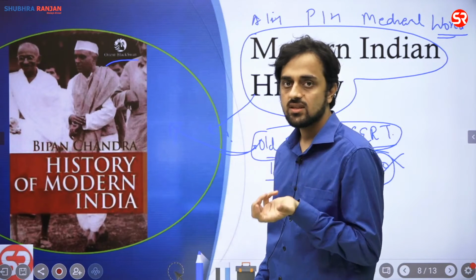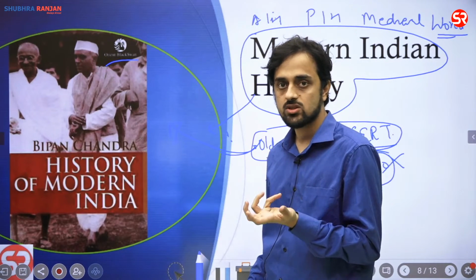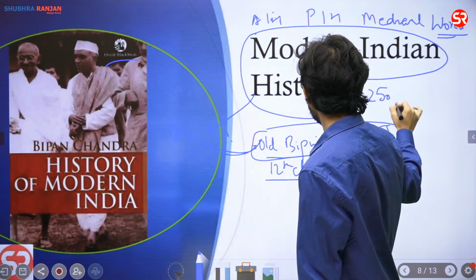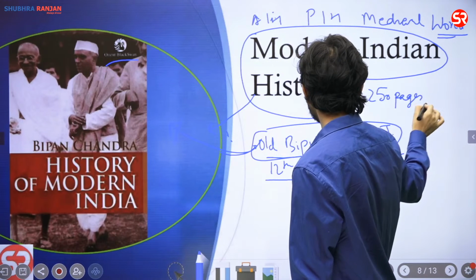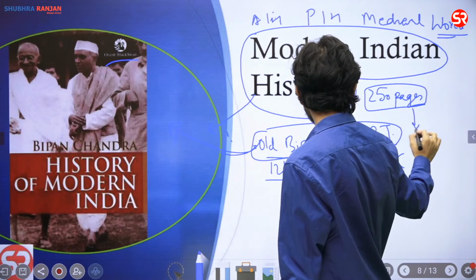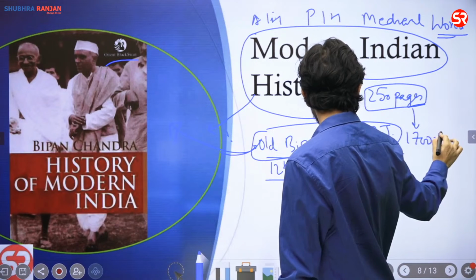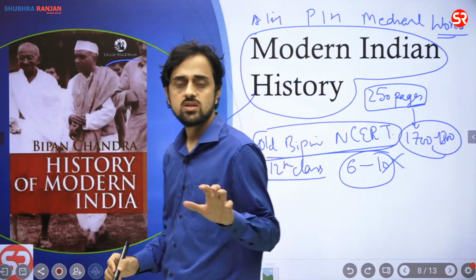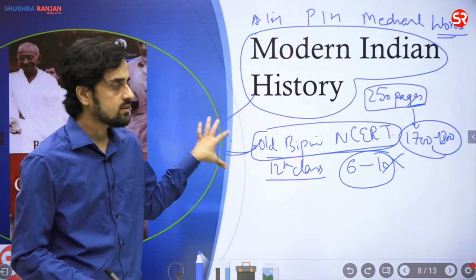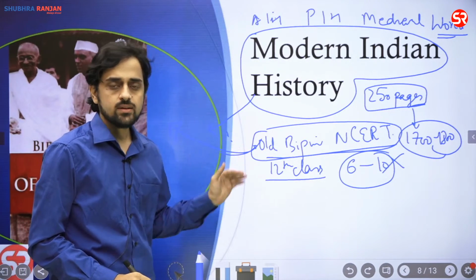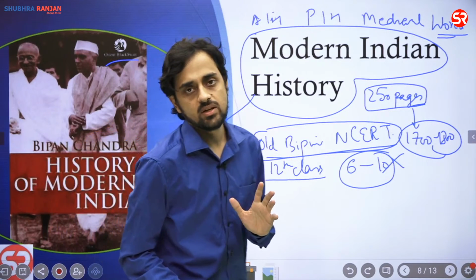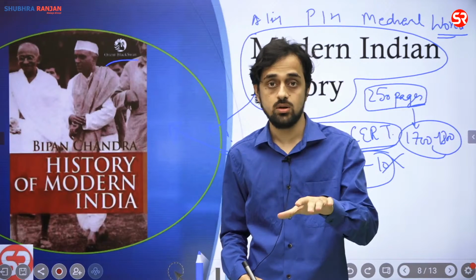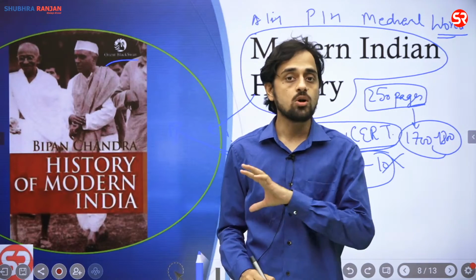Now why am I suggesting this book and not the other versions of Bipin Chandra? Because this is a concise version which covers the modern Indian history aspect in around 250 pages, and it also has the period from 1700 to 1800, which is also important from your exam point of view. So this is the one book to refer. Now please understand, the first basic of UPSC preparation is that on any subject you must either read one book or no book. Okay, that's the rule. Not more than one book.